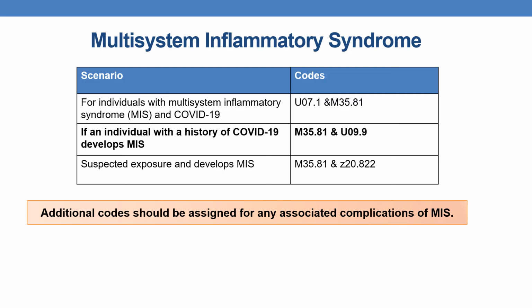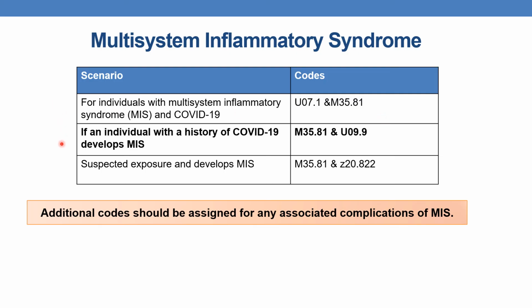Finally, coming to the final guideline, multi-system inflammatory syndrome. This is covered in chapter 1 under COVID guidelines. So basically we have three scenarios here. For individuals with multi-system inflammatory syndrome and active COVID-19 infection, first you need to code U07.1 as PDX followed by M35.81 to indicate MIS, multi-system inflammatory syndrome.